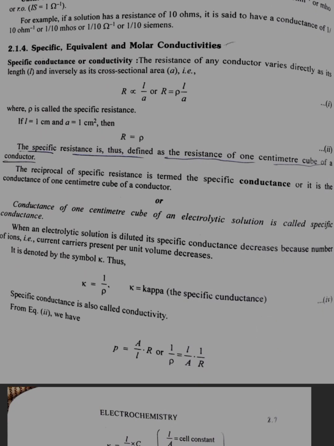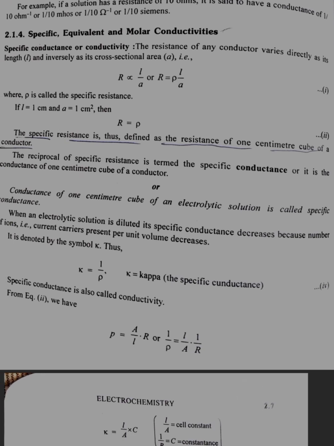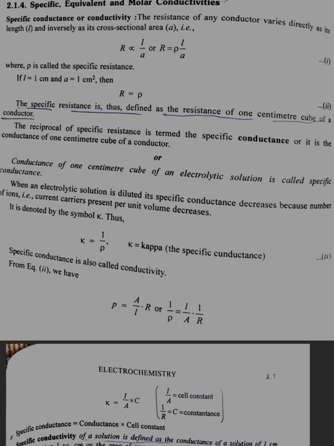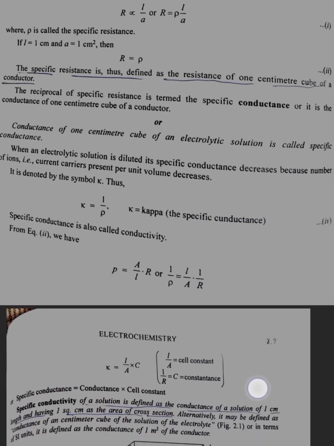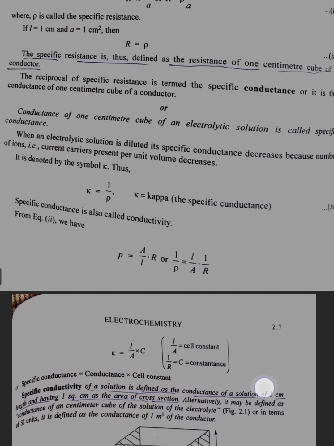Now, specific conductance or conductivity. The resistance of any conductor varies directly as its length and inversely as its cross-sectional area A. So R is directly proportional to L upon A, or R is equal to rho L by A, where rho is called the specific resistance. If L is equal to 1 cm and A is equal to 1 cm square, then R is equal to rho. The specific resistance is thus defined as the resistance of 1 cm cube of a conductor. The reciprocal of specific resistance is termed the specific conductance, or the conductance of 1 cm cube of conductor.